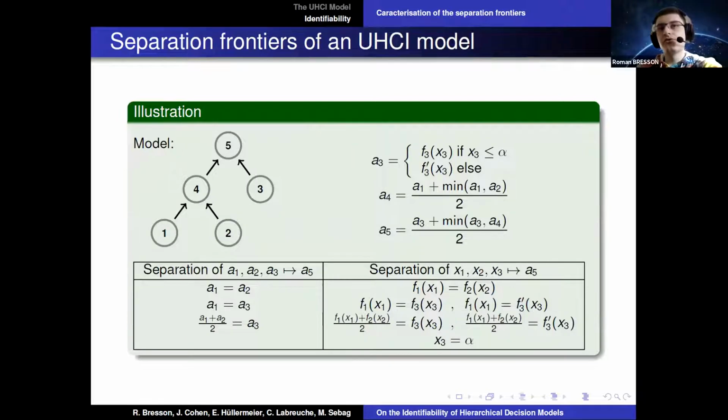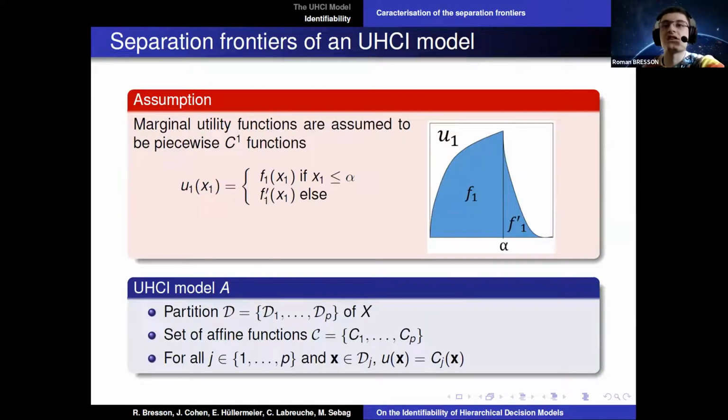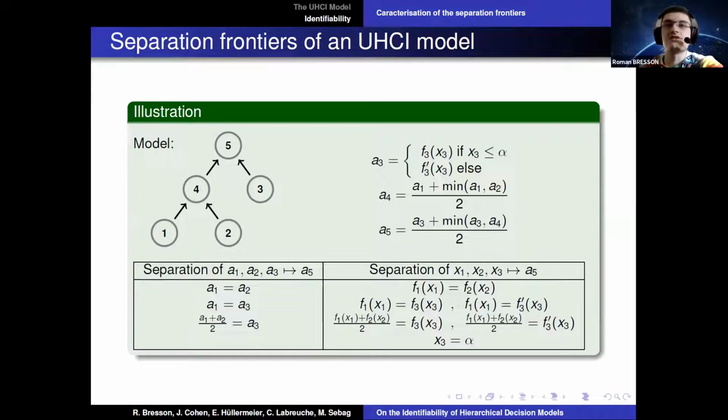The idea of our proof for showing unicity is by analyzing these borders, these C1 functions. Here you have an illustration of how you can obtain the frontiers from a UHCI model. If you are given a UHCI model, given its aggregators, its marginal utility functions, and its hierarchy, you can quite easily deduce the borders. For instance, node 3 here has a marginal utility in two C1 parts, as we saw right here, F3 and F'3 in this case, separated by an alpha. It's not restricted to 2 parts only, of course.